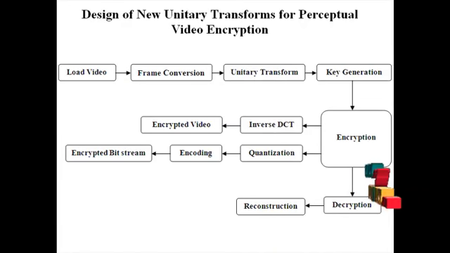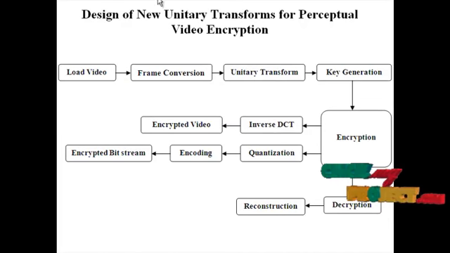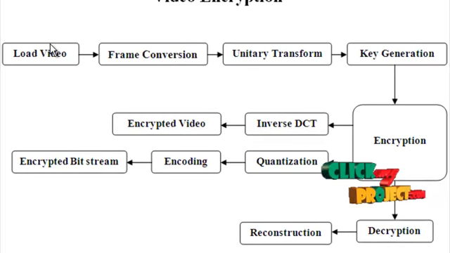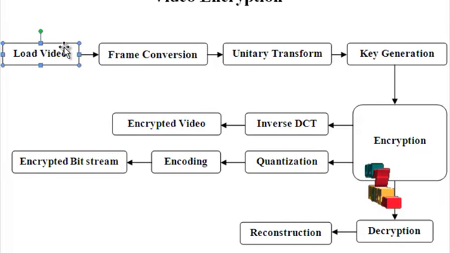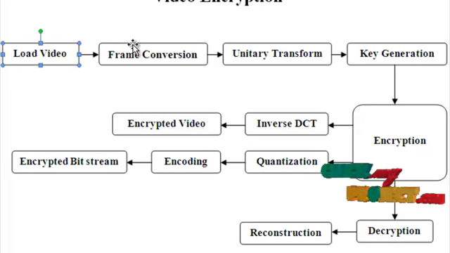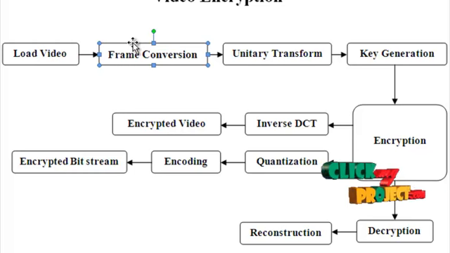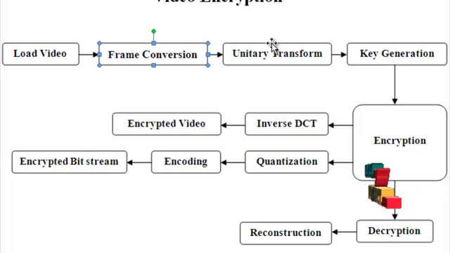Now let's discuss the data flow diagram. The first block is loading the given input video. After loading the video, the next step is to convert the video into frames. Frames are nothing but still images. With the help of the mmReader function, we can convert the input video into frames.